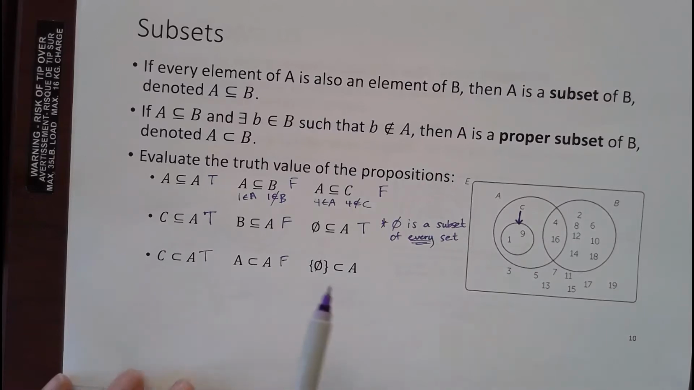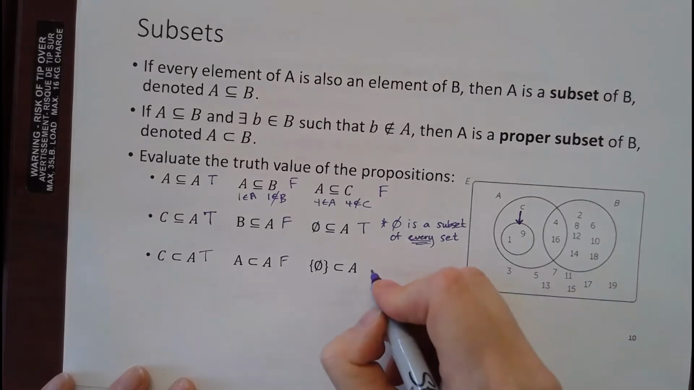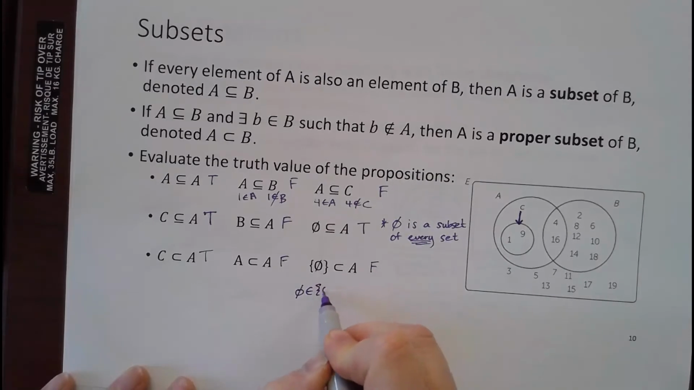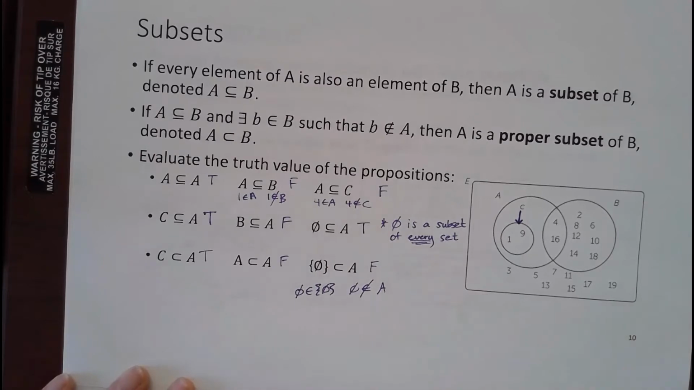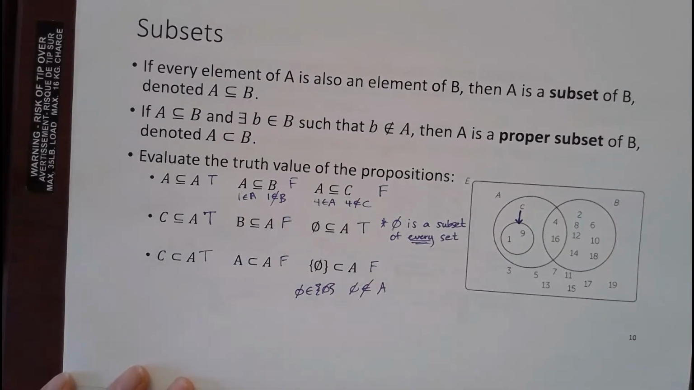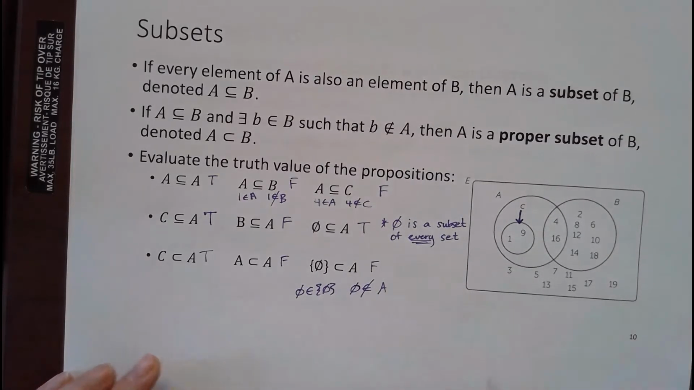So, no. The set containing the empty set is not a subset of A because the empty set is a subset of this one, but the empty set is not an element of A, right? So I found something in here that's not in there. So not every element in this set is in that set. I know that that's a little bit tricky. Question, does that make sense?